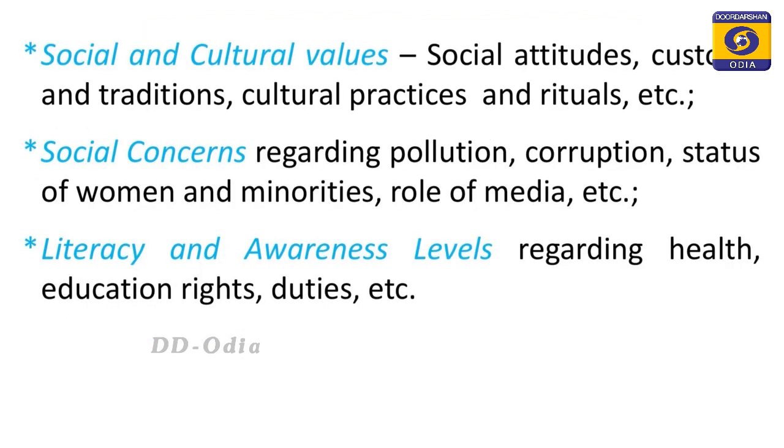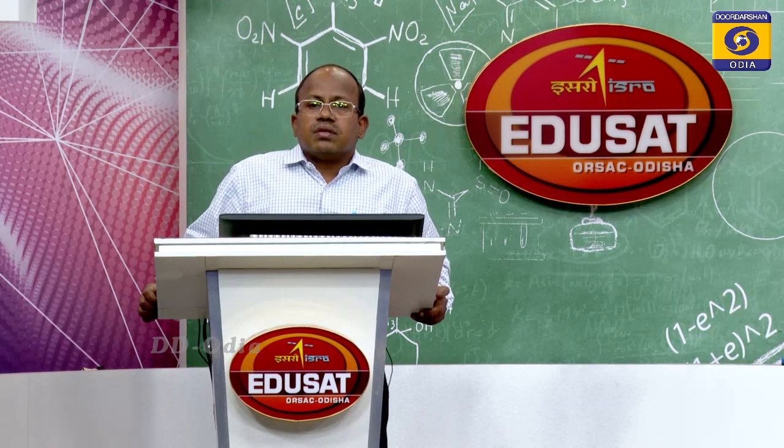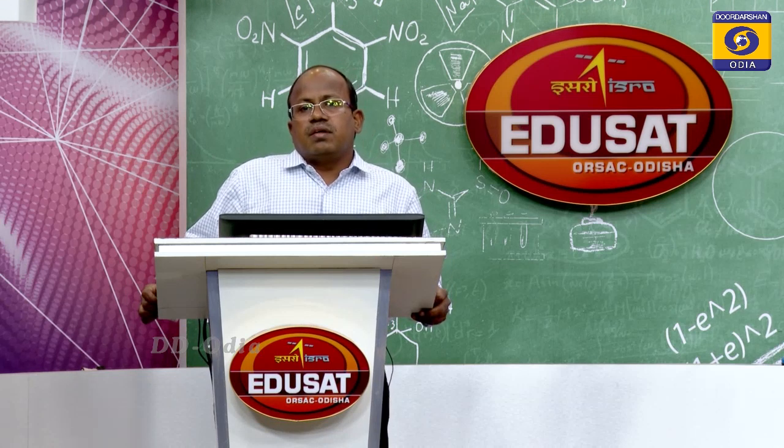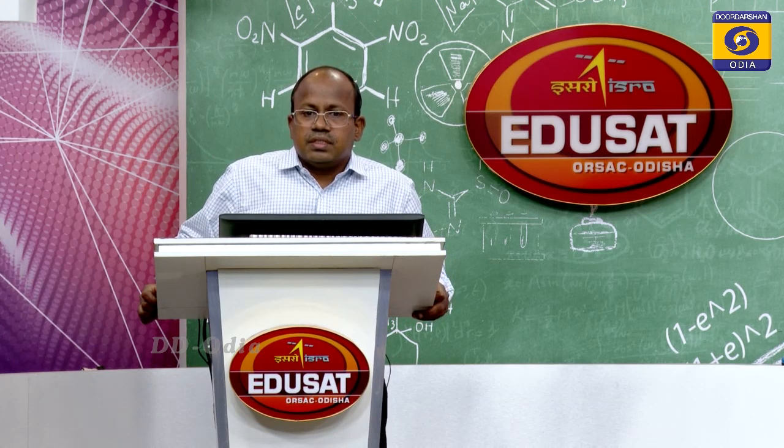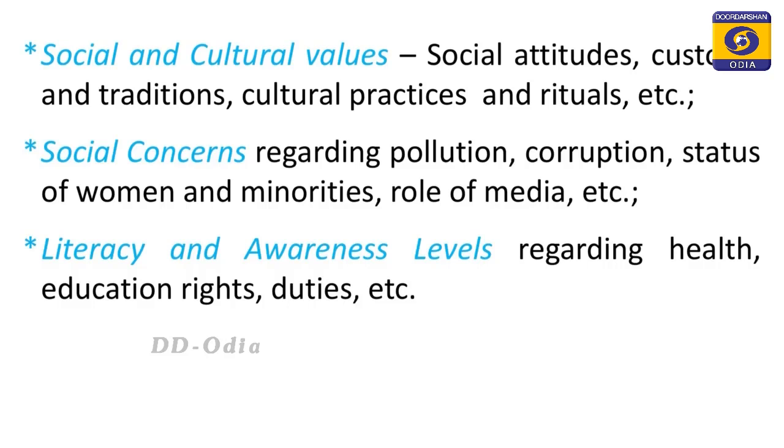Then social and cultural values, social attitudes, customs and traditions, cultural practices and rituals. Like during Holi, there will be a heavy demand for different colors. During Eid and Muharram, the different religious people will have specific demand for products because of their rituals, traditions and customs. So, these social and cultural values also have an impact on our production and marketing activities. Social concerns regarding pollution, corruption, status of women and minorities, role of media.